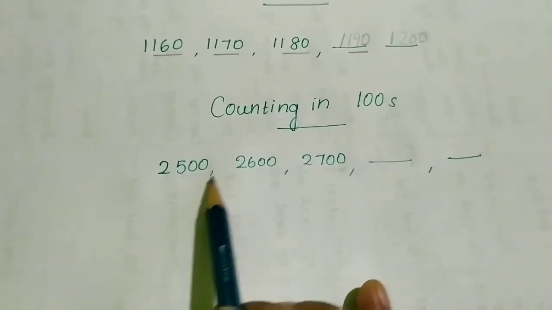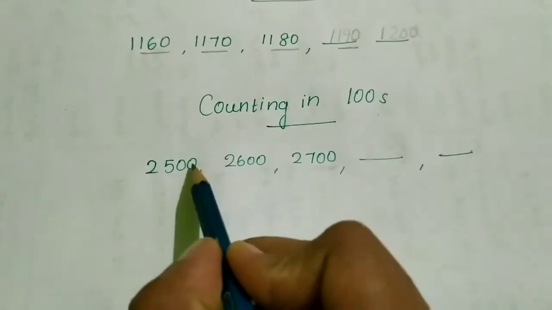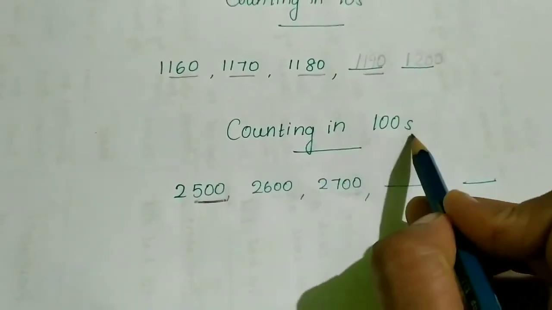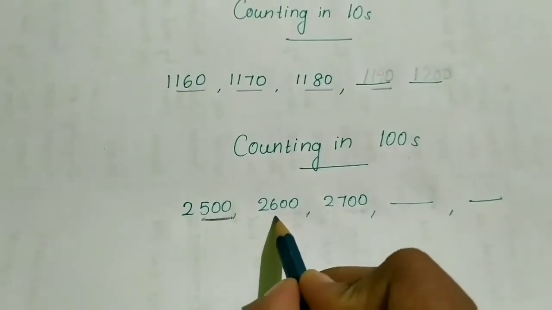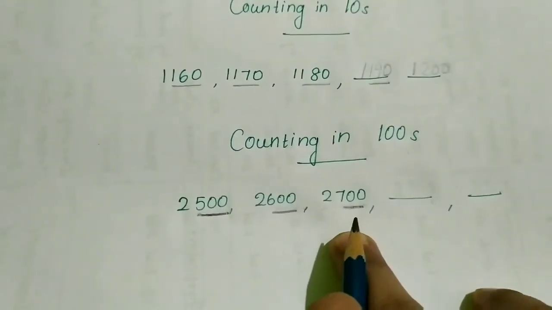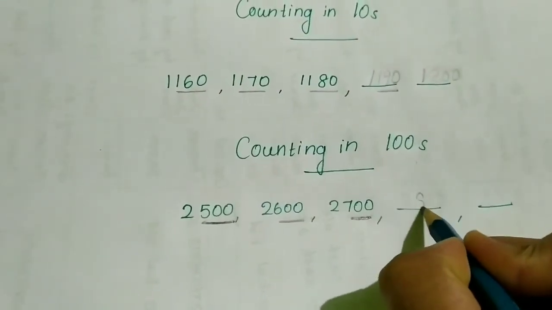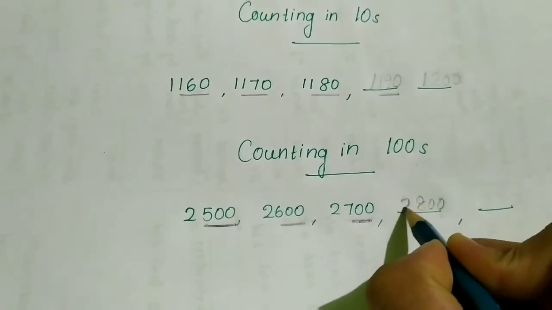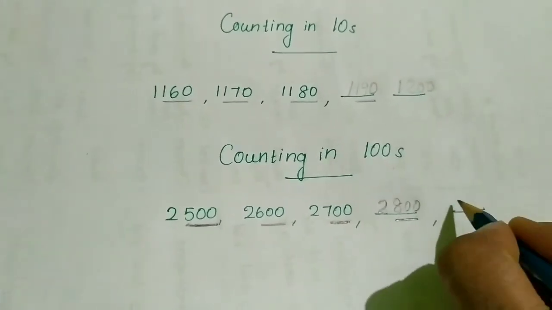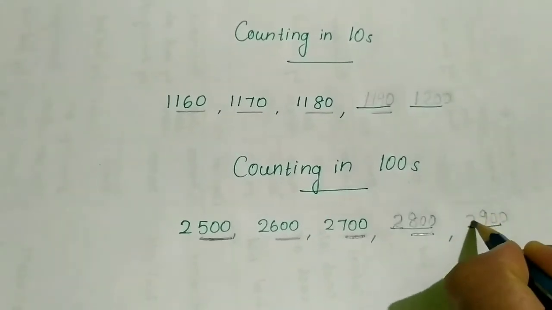Next, counting in hundreds. Here 2500, 2600, 2700. We have to find the next two numbers. Consider the last three digits because this is counting in hundreds. Here 600, here 700. Then how to find the next number? Add 100 with this 700. So we will get 800. That is 2800. Again add 100 with this 800. So 800 plus 100, 900. So we will get 2900.